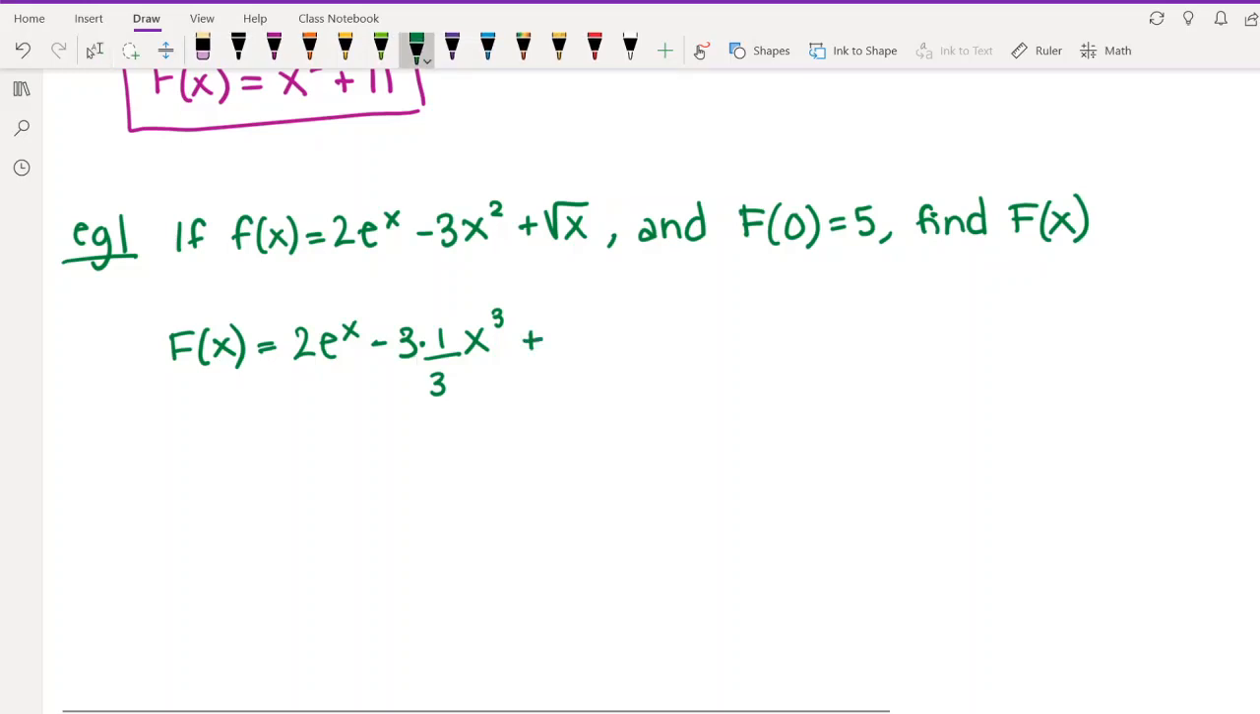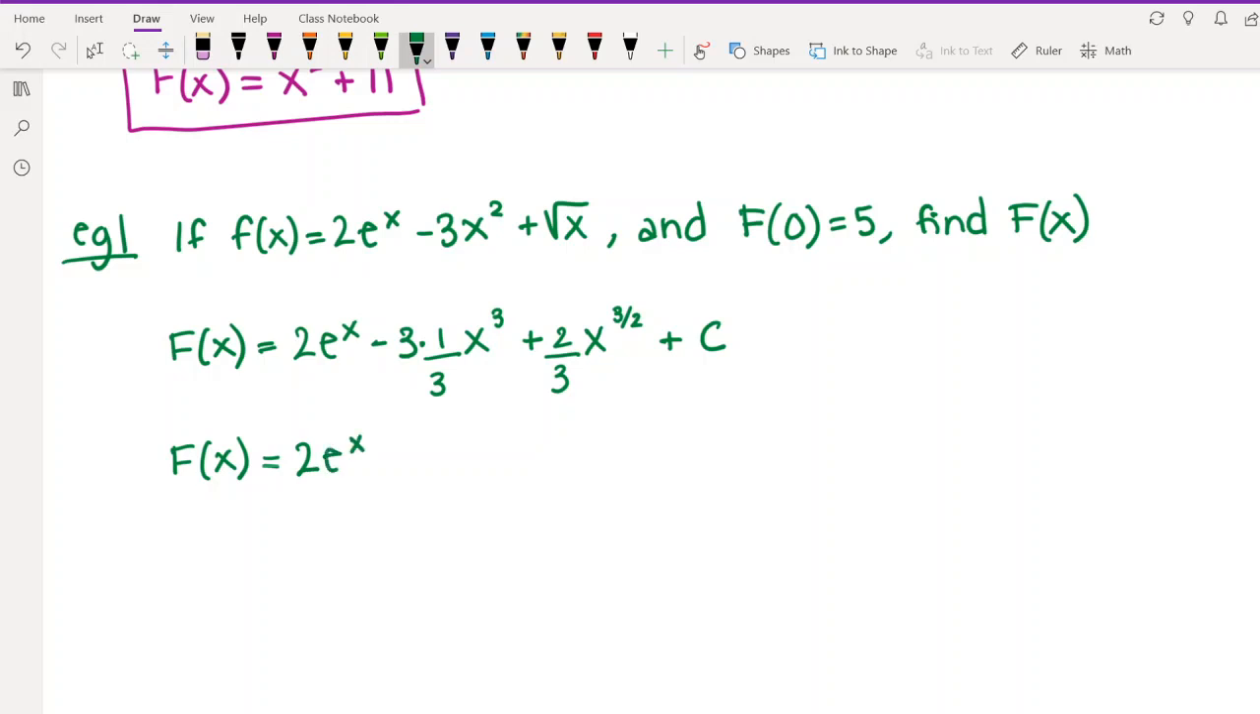And then this next part here, square root of x, that's the same as x to the 1/2. So that gives us x to the 3/2 as our new exponent. And then we take the reciprocal of 3/2 and put that as our coefficient. And then we have plus c. So let's clean this up a little bit. So this would be 2e to the x minus 1 times x cubed plus 2/3 x to the 3/2 plus c.